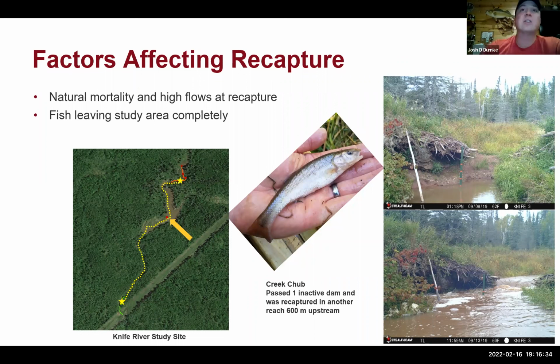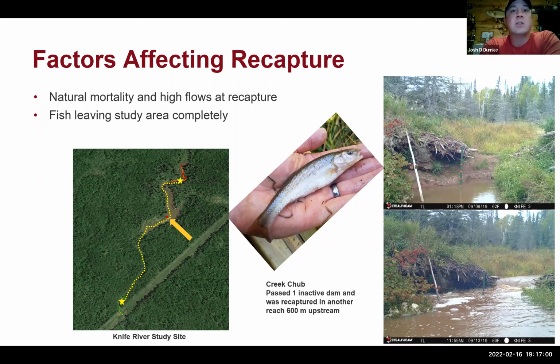And when I did the calculations, we were actually about 10 to 15% less efficient at capturing fish in our recapture surveys, which means in about every reach, we missed 10 to 15% more fish than we did during the mark surveys. And then we also expect that more fish were leaving our entire study areas than we had anticipated. And that's really what all of these pictures are showing here.